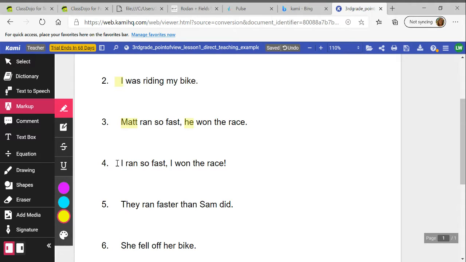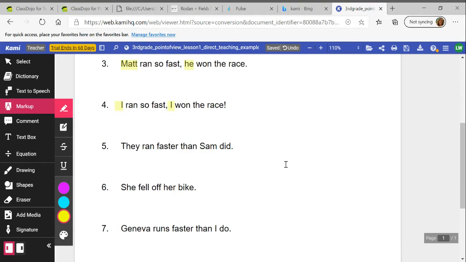But if I look at sentence 4, it says, I ran so fast, I won the race. Here I see I and I again. In sentence 4, we are referring to the reader or the narrator or the speaker saying, I did that. So sentence 4 would be first person point of view.